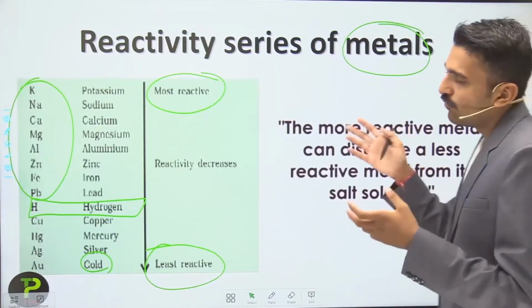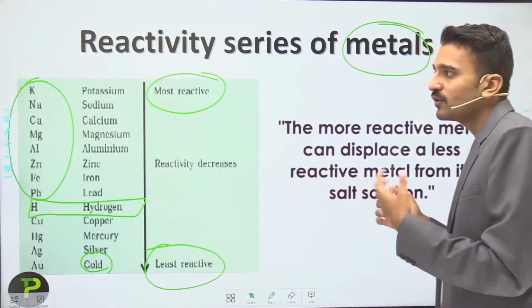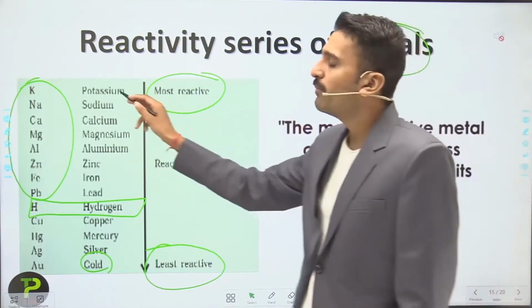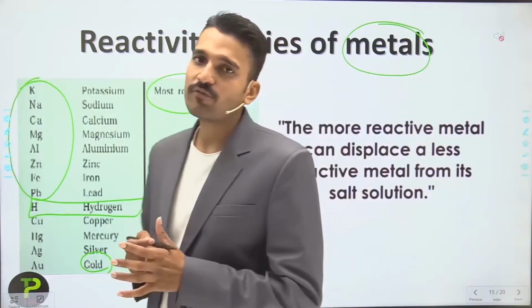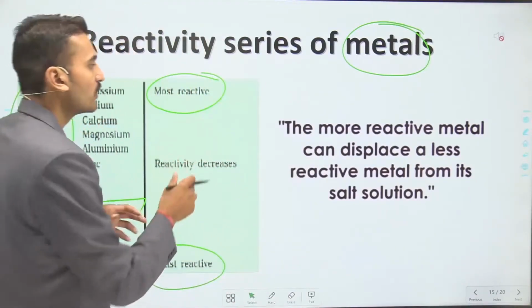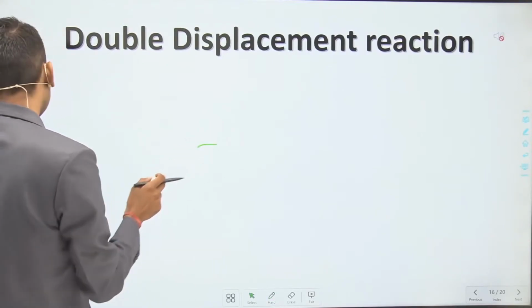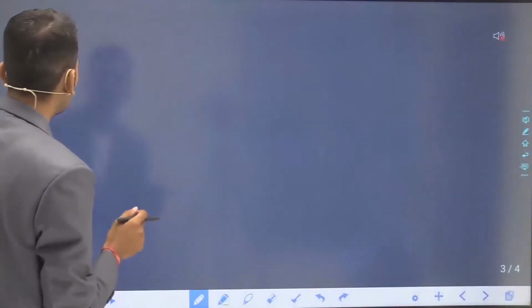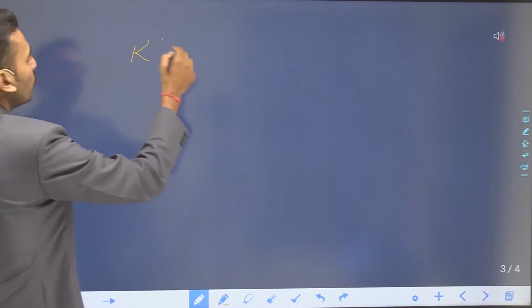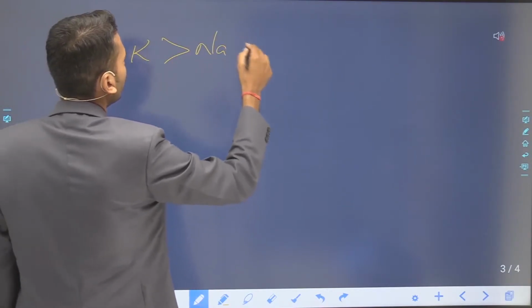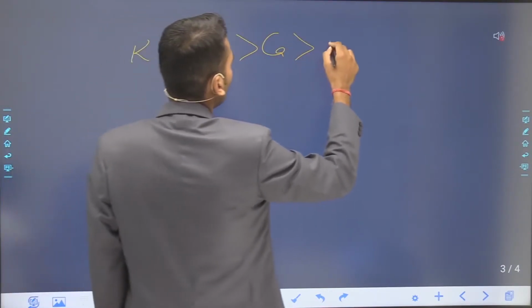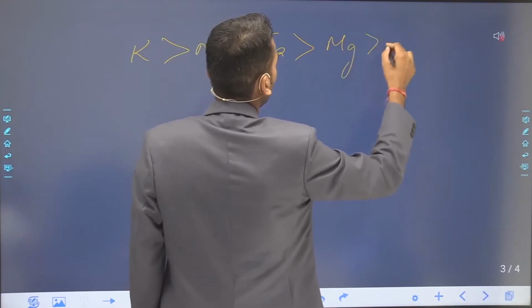So what we are focusing on here is that the more reactive metal will displace the less reactive metal from the salt solution. So let us check some of the examples. Moving to some of the examples, potassium is more reactive than sodium, which is more reactive than calcium, which is more reactive than magnesium and aluminium.